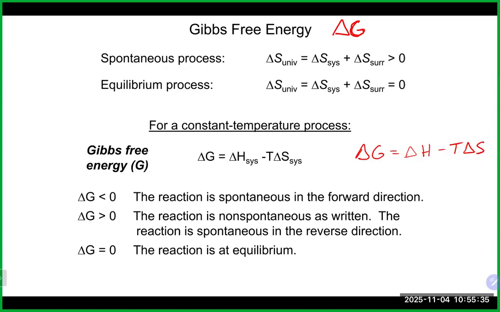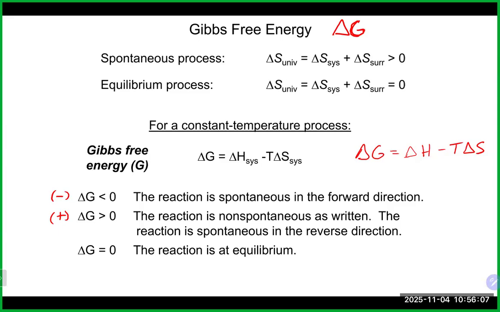So if you end up with a negative delta G, the reaction is spontaneous in the forward direction the way it is written. So the way the reaction is written in the equation, the reaction would occur from reactants to products. It would head towards the product side. If you calculate delta G and it's a positive value, then the reaction is going to be non-spontaneous as written. It would actually become spontaneous if you reverse the reaction.